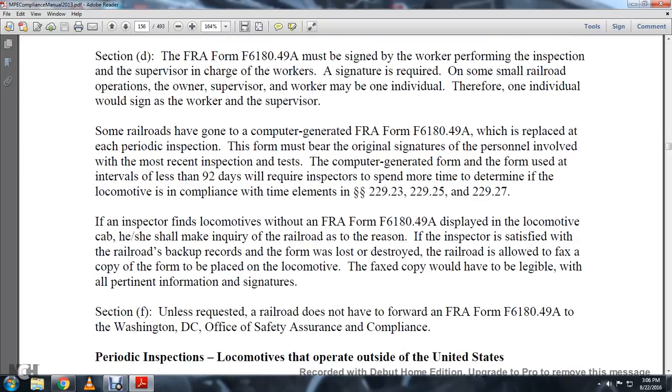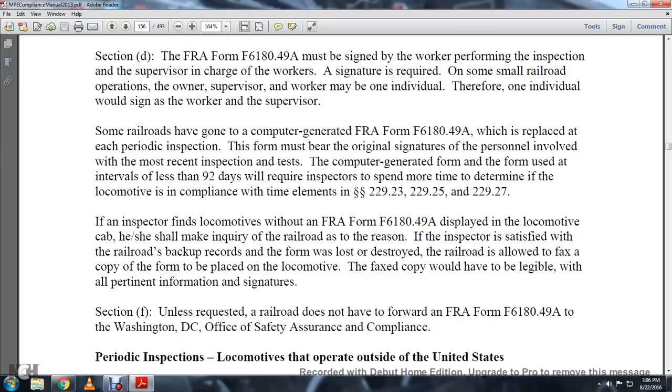Some railroads have gone to a computer-generated FRA Form 6180.49A, which replaces each periodic inspection form. The form must bear the original signature of the person involved with the most recent inspection test. With the computer-generated form, and forms used at intervals of less than 92 days, inspectors will have to spend more time to determine if the locomotive is in compliance with the time elements of Statutes 229.23, 229.25, and 229.27. If inspectors find locomotives without the FRA Form 6180.49A displayed in the locomotive, he or she may inquire of the railroad as to the reason.